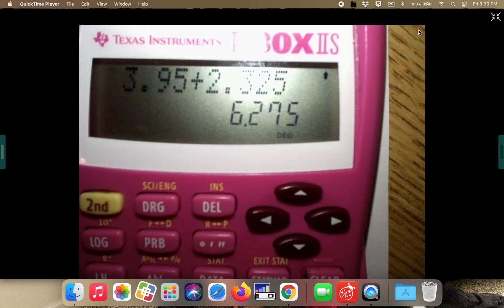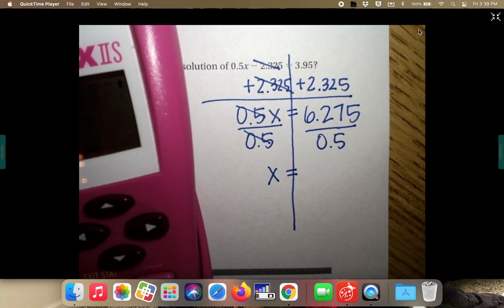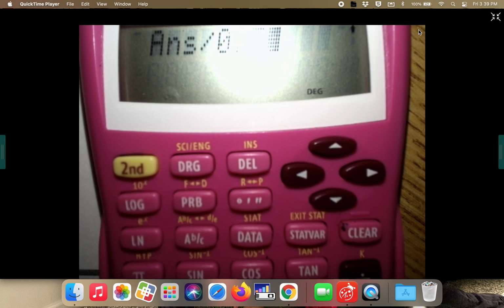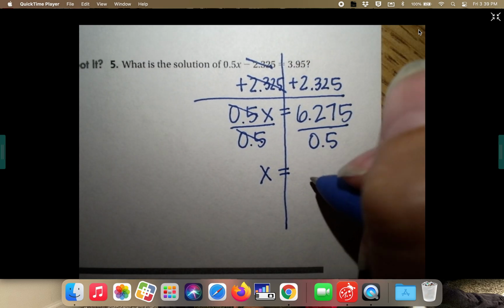Yay, it's still on my screen. 6.275, I'm just going to click now, divided by 0.5. And it is 12.55.